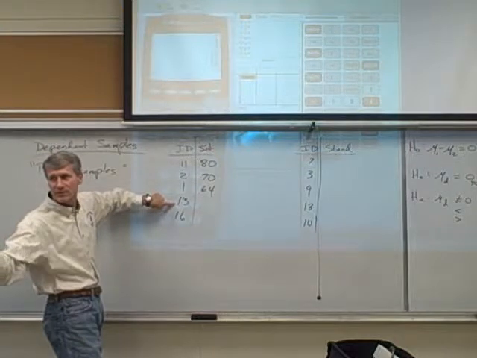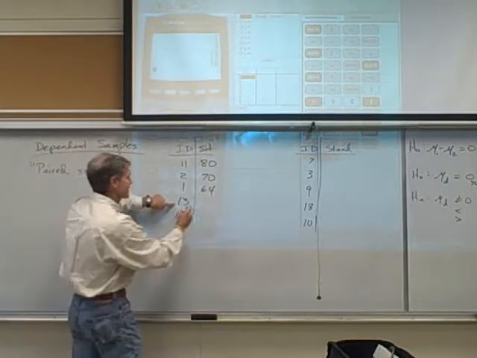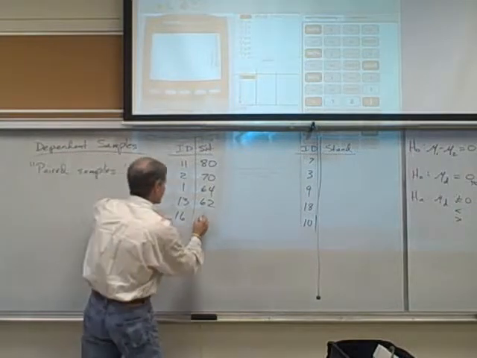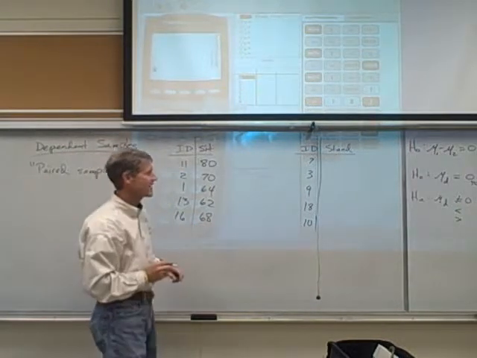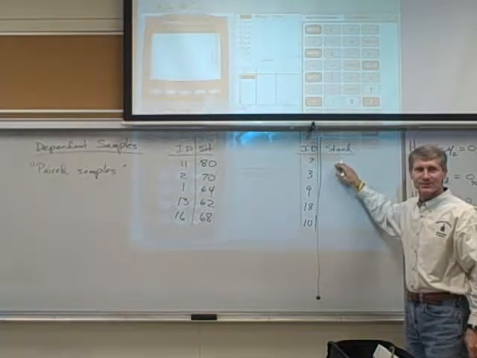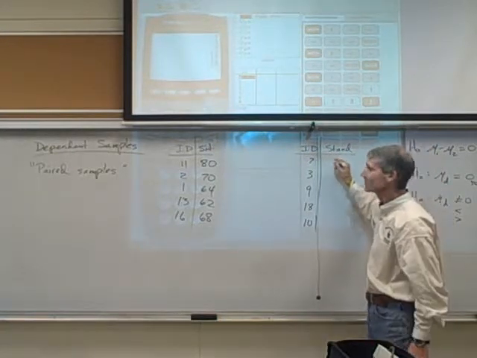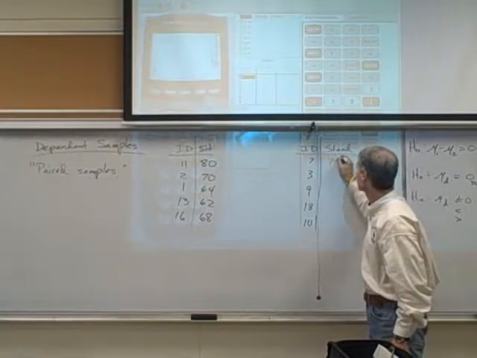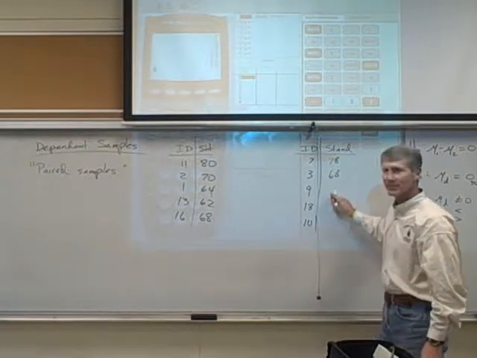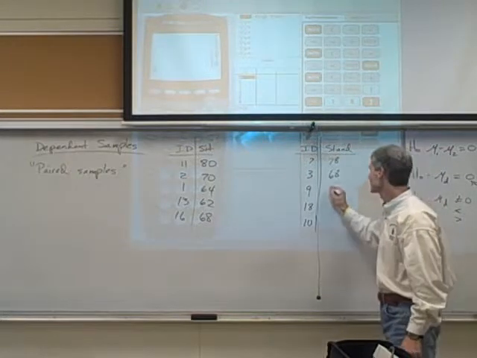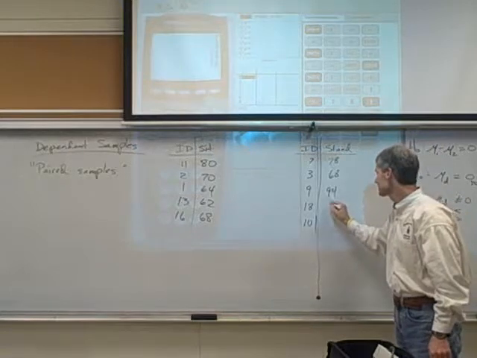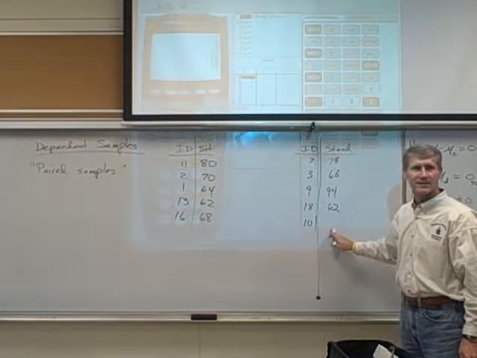Aaron, were you 13? Yes. 62. 62? And number 16? 68. 68. Okay? Now the standers. You're number 7? What was it? 78. 78. Number 3? 68. 68. Number 9? 94. 94. 62. 62. 82. 82.